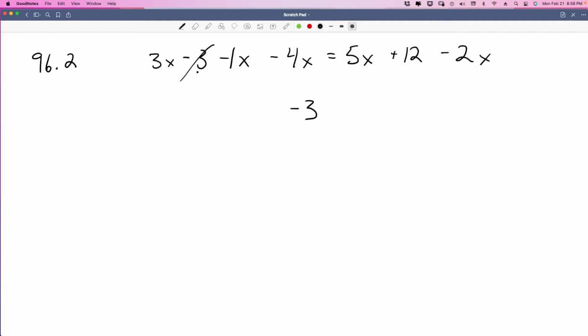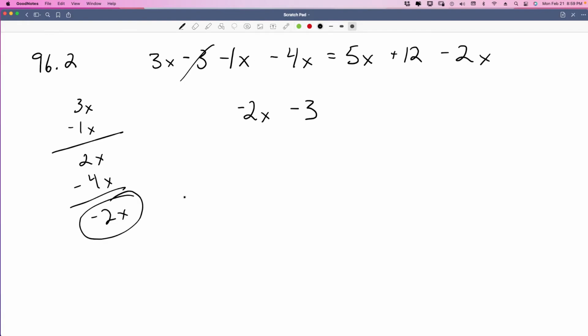So I have 3 minus 1, that's going to be 2x minus 4x. So that's going to be a negative 2x. And if you want to see what I did, I said 3x minus 1x minus 4x. All right, I got all my x's together. 3 minus 1, right? Actually, I'm going to write it like this so you have a little bit easier time of it. 3 minus 1 is 2x minus 4x. That's a negative 2x, right? That's what I put up here.